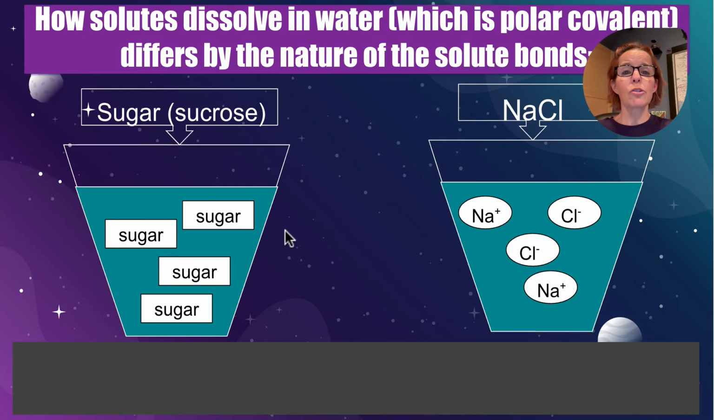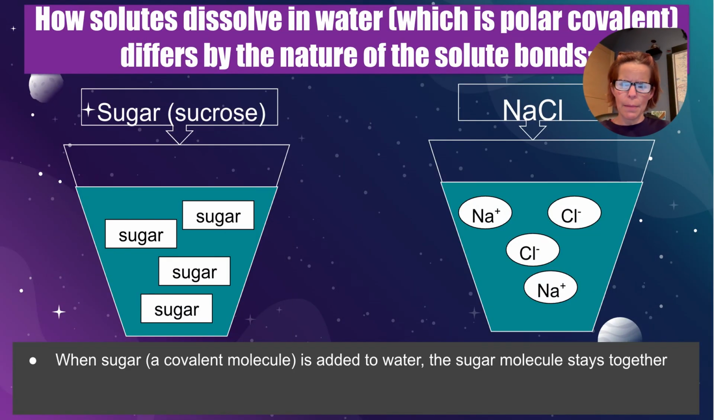So sugar or sucrose is covalently bonded. So when it dissolves in water, it stays in its same structure. Its covalent bonds stay together. But when an ionic compound dissolves in water, it actually gets pulled apart. And I'll make that make sense. So it says when sugar, a covalent molecule, is added to water, the sugar molecule stays together, the whole thing. So we still have sugar molecules that are evenly distributed throughout the water.